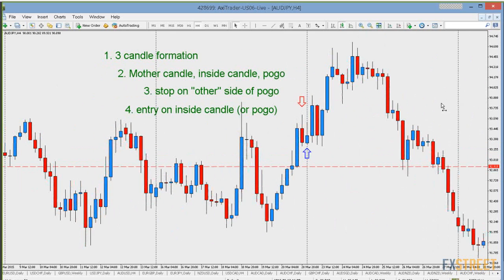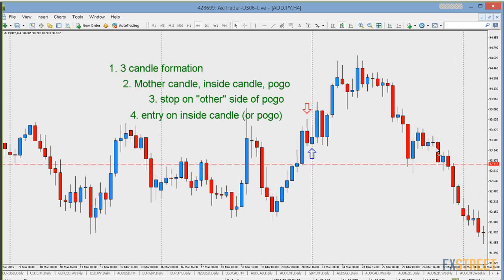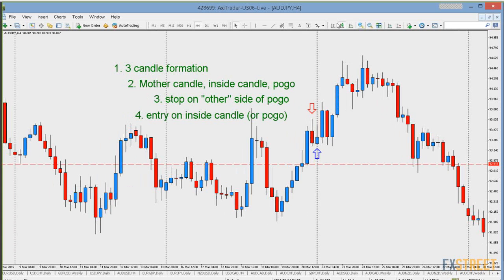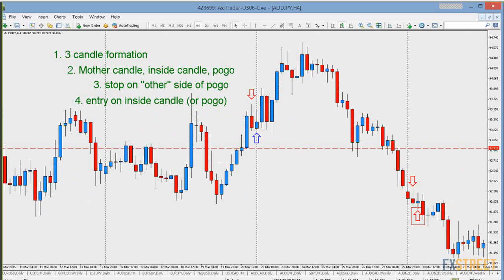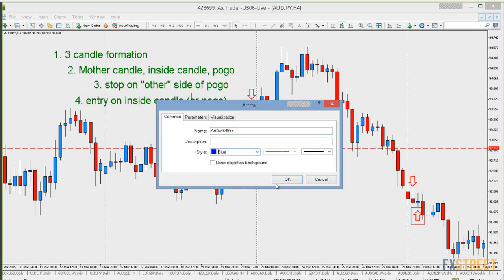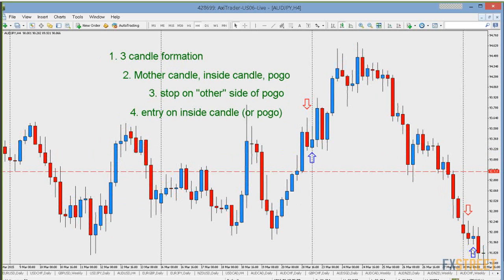Now, there's another example I'd like to show you right here. Actually, I'm going to go like this. Yeah, it's right here. Here's another one. Here you have your mother candle, which I've marked with red. I'm going to put a blue arrow on your inside candle, which is this one right here. And then, of course, the next candle we get is not a pogo.